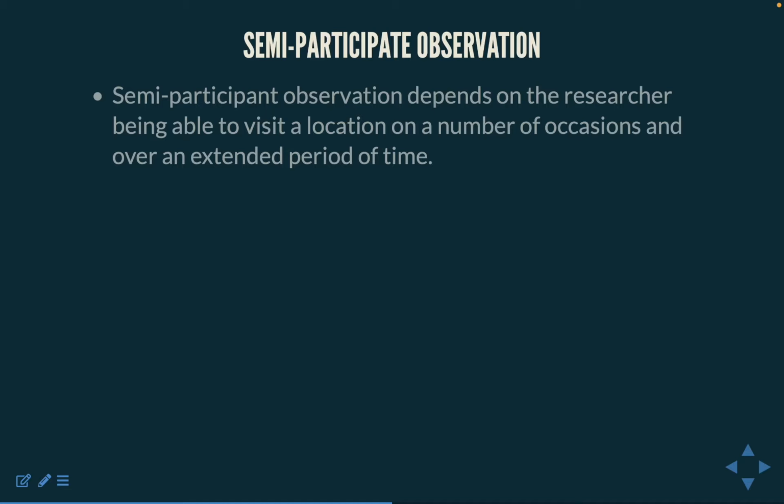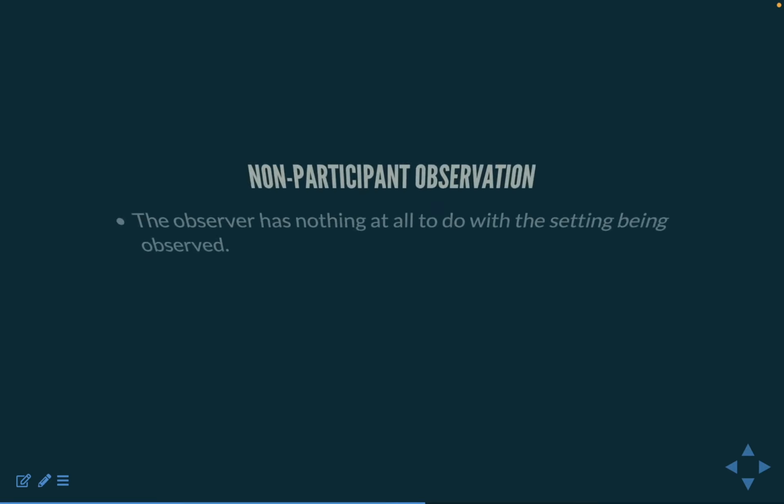Semi-participant observation depends on the researcher being able to visit a location a number of occasions and over an extended period of time. As time goes on, the initial impact of the researcher on the situation will diminish, but will never go away completely. Being able to interact with the research subjects enables the researcher to build a rapport and makes the subjects feel more comfortable being watched.